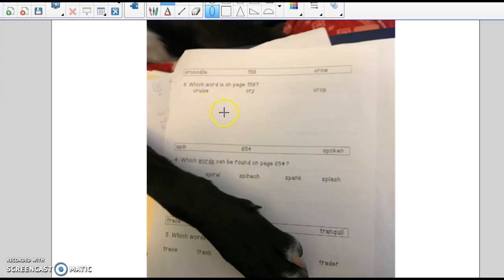All right, turn your, oh, look at that. This is what happens when Mrs. Gregory tries to work from home. Sam is helping me with our guide words work. You can see here he's also licked the page, taken a little chew off there. He's very, very helpful on snow days.